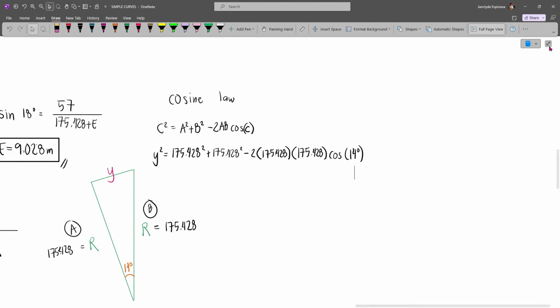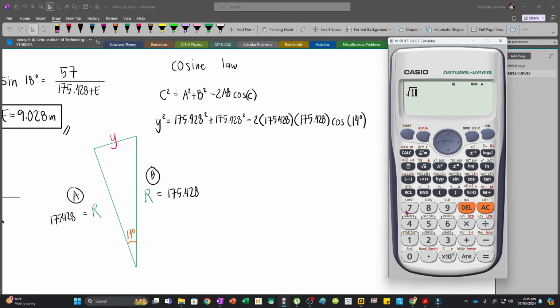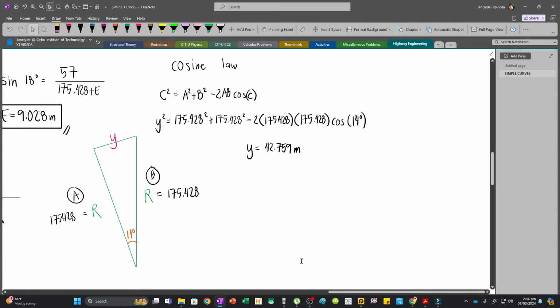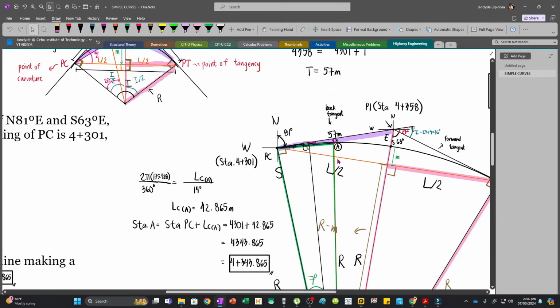And so solving y, we have the square root of 175.428 squared plus 175.428 squared minus 2 times 175.428 times 175.428 cos 14. We have this value, which is 42.759. So y equals 42.759 meters. However, this still isn't what we are looking for, because what we are looking for is the distance x.